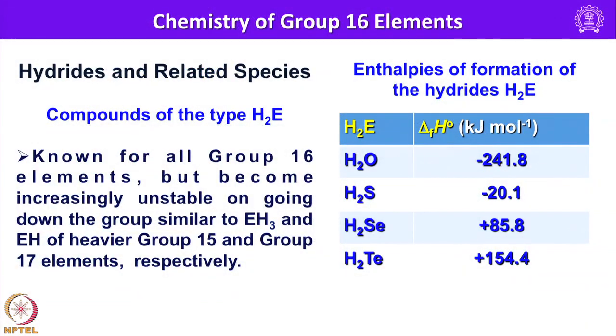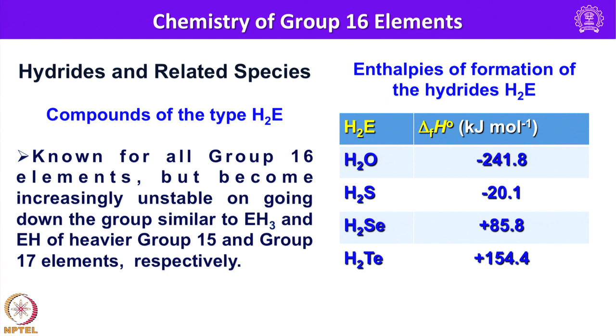I have given enthalpy of formation of various hydrides of group 16 elements. One can see clearly here H2O is -241.8 kilojoules per mole, whereas for hydrogen sulfide it is -20.1. In case of selenide it is +85.8, and also in case of telluride it is +154.4. These values indicate the relative stability of these hydrides. The stability of hydrides decreases down the group.